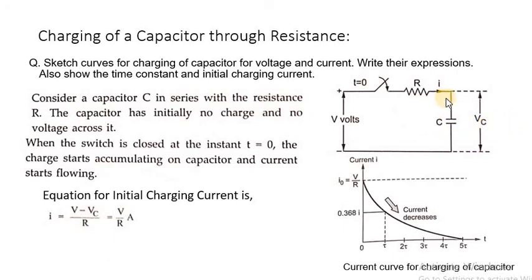It means your capacitor has charged to its full voltage condition. Full voltage condition means what? The capacitor C has now charged up to the applied voltage V. It means VC is now equal to V. If VC is equal to V, then what will be the difference? The difference will be equal to 0. If the difference is equal to 0, then what will be the I? The I value will be equal to 0.